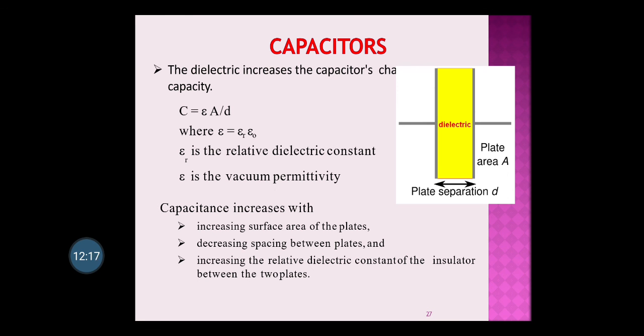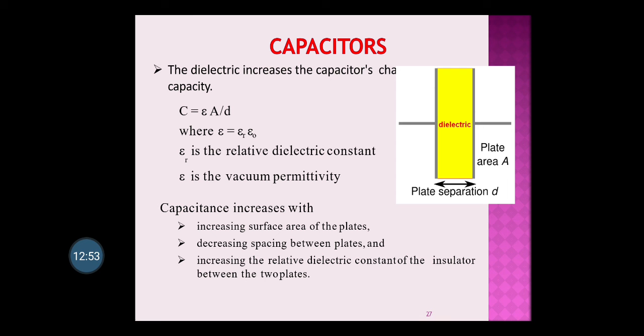And how the capacitance value increases or decreases, you can see from the formula epsilon A upon D. So C, the capacitance value, is inversely proportional to the distance. That means if distance is decreased, capacitance will increase, and if distance is increased, capacitance will decrease. So you can see, increasing the surface area of the plate, capacitance increases, and capacitance increases with decreasing space between the plates.